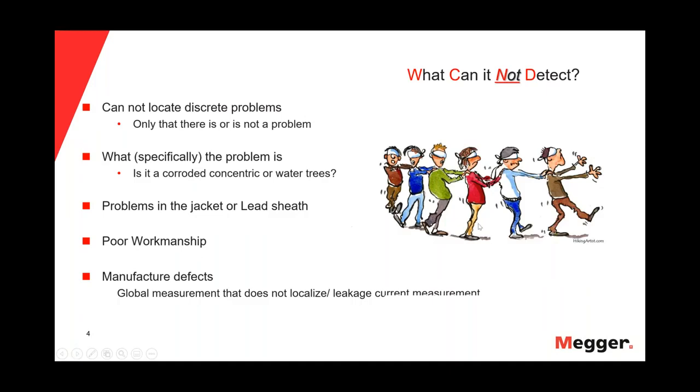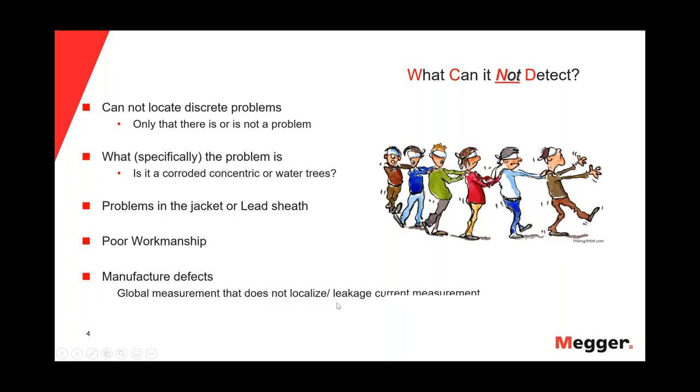What it cannot detect is it cannot locate discrete problems, only that there is or is not a problem. As stated before by my colleague, this is a global assessment. What specifically the problem is, it cannot detect either. Is it a corroded concentric, a water tree, maybe a dirty termination? Problems in the jacket or the lead sheath, poor workmanship, manufacturer defects: it is a global measurement that does not localize.